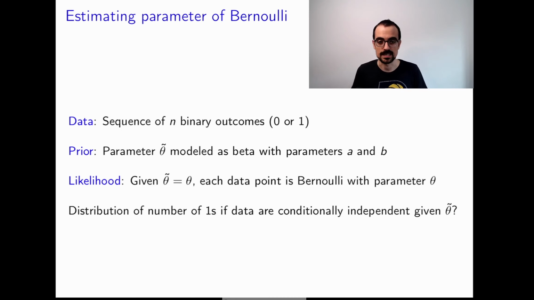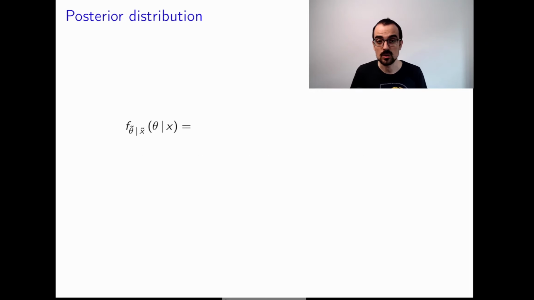It's binomial, right? Because they each have the same probability theta, and they're all conditionally independent if we fix that theta. So we have a binomial. Okay, binomial with parameters n and theta. Great. So now, how do we update the prior distribution?